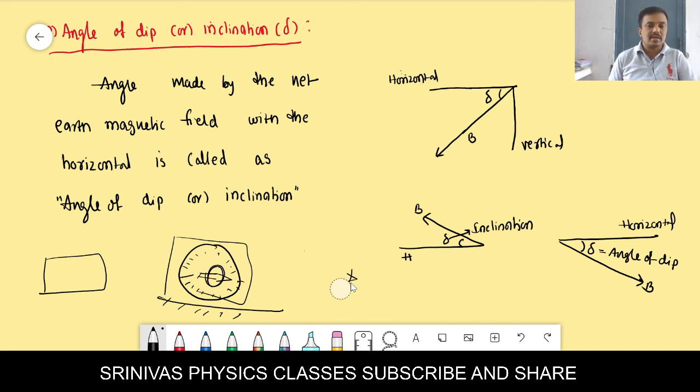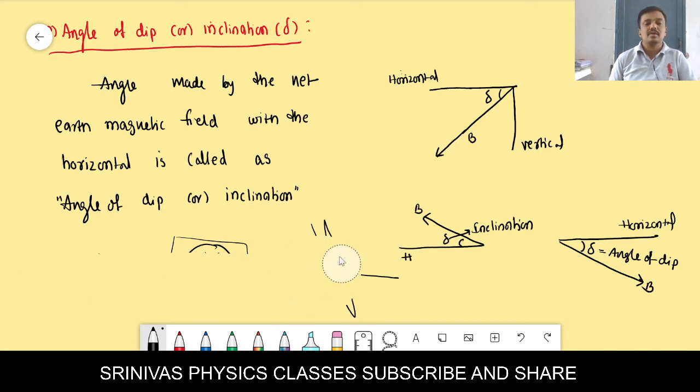Then the compass pointer will align in the direction of the net earth magnetic field. If the net earth magnetic field is like this, the compass pointer will be aligned along that direction. And this is the horizontal, right? There is some angle between them, that is called the angle of dip. It was very simple, right? Let us go for the next topic.